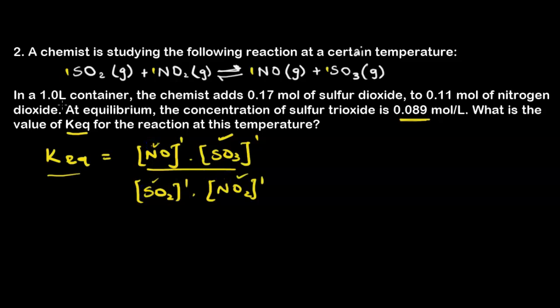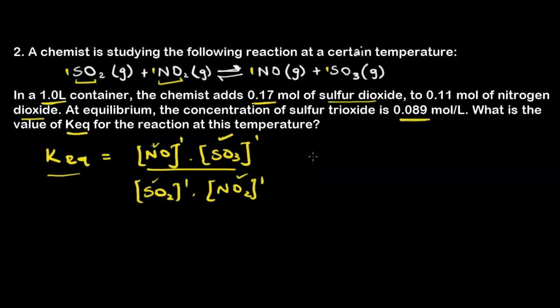And for that, they have given us some help. The help is that when we start this reaction, the volume of the container is given to us, and the initial moles of sulfur dioxide and nitrogen dioxide are given. So we are given the initial moles of both the reactants.